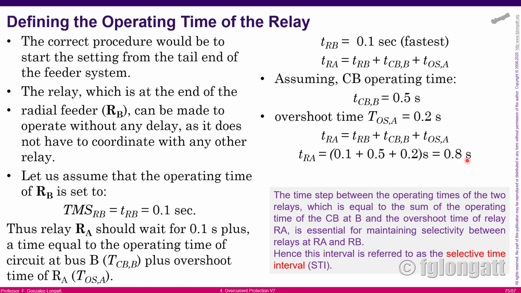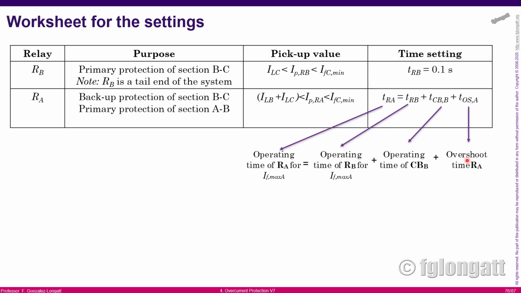Extremely simple. Some books use this interval as the selective time interval. The 0.2 seconds is used to create differentiation in operation between one relay and the other. Here I want to show you the selection process that you need to use.